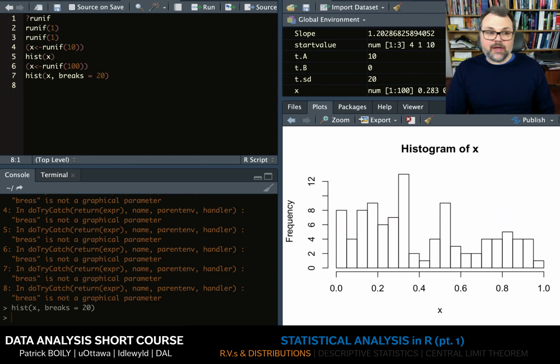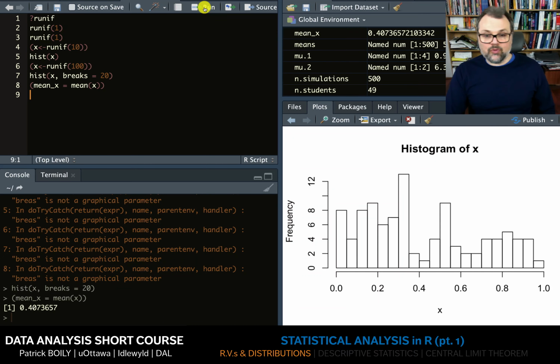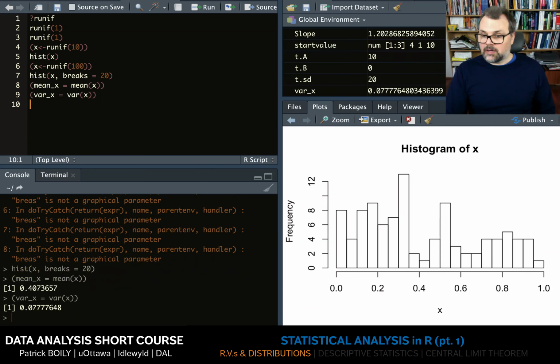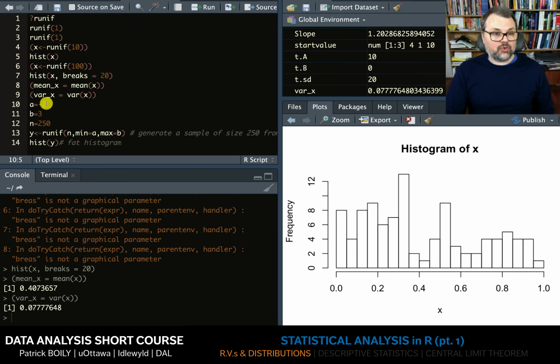We can compare what the mean value of this sample would be compared to what we would expect it to be. My mean is 0.4. You would expect the mean to be 0.5. I'm close. The variance, we would expect it to be about 8.3% or 0.083, and we're seeing 0.07. Not bad.